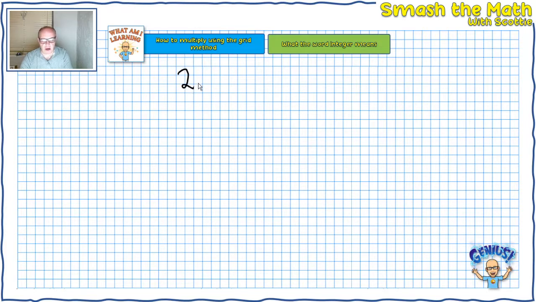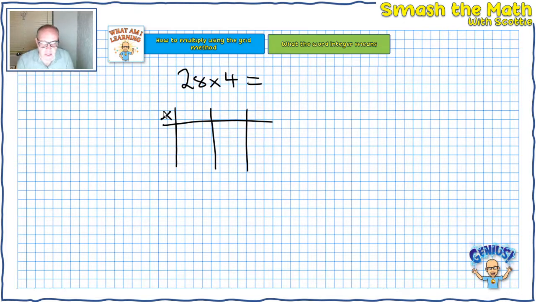So let's start with a relatively easy one. 28 times 4. And we're going to multiply that to see what the answer to that is. Okay, so with the grid method, we literally draw a grid. Now my grid's not drawn very well, but that doesn't matter. No one said mathematicians were very tidy people. As long as we get the question and answer right, that's the most important thing.